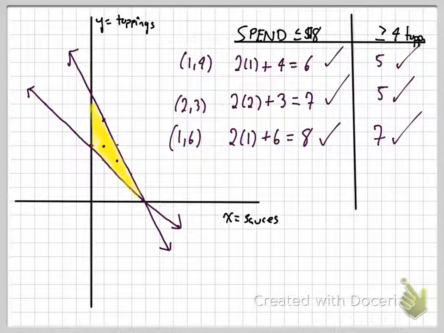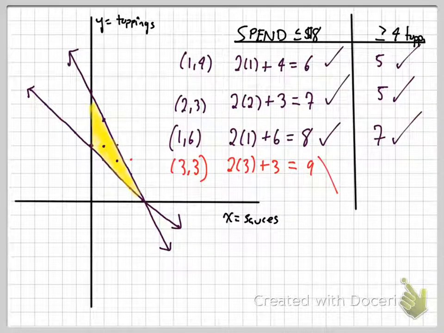Anything in this problem would be considered a solution if it is on the line or inside of the lines in that highlighted region. The only thing that won't work is stuff that's outside of the lines. So something, for example, like (3, 3). If I tried that, $2 per sauce, 3 for other toppings would be $9, so it wouldn't work there. Even though that would give me 6 toppings, which is something that I would want, I wouldn't be within budget, so I wouldn't be able to do that.